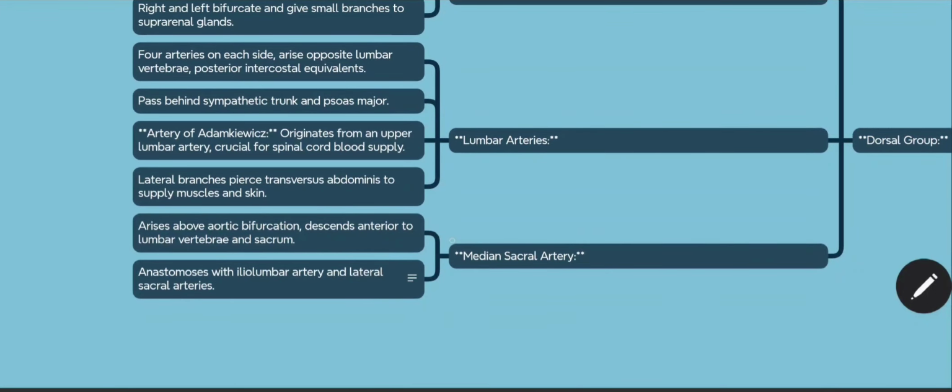The last one of the dorsal group is the median sacral artery. It arises above the aortic bifurcation and descends anterior to the lumbar vertebrae and sacrum. So they can ask, what are the anastomoses? It anastomoses with the iliolumbar artery and lateral sacral arteries.